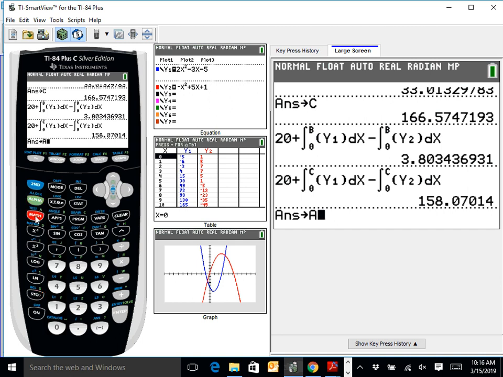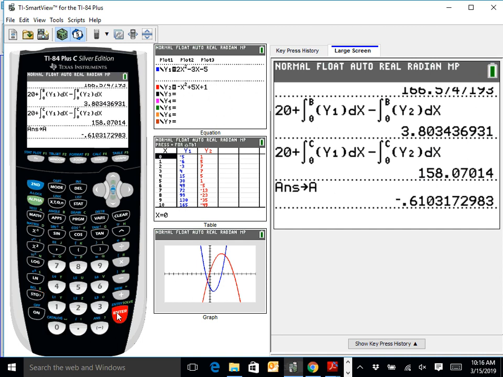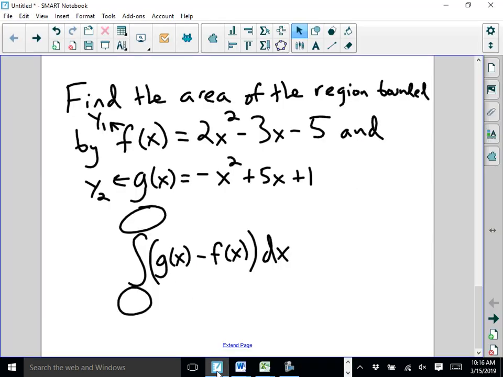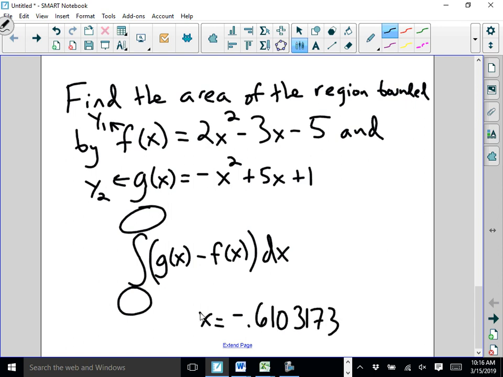Okay? So then on my answer sheet, I'm going to say x equals negative 0.6103173. And then I need to let the scorers know that I'm letting that equal A. I'll put that in as A. Make sure you write it on your sheet and properly save it on your calculator. Okay? Now I need to find the other intersection.